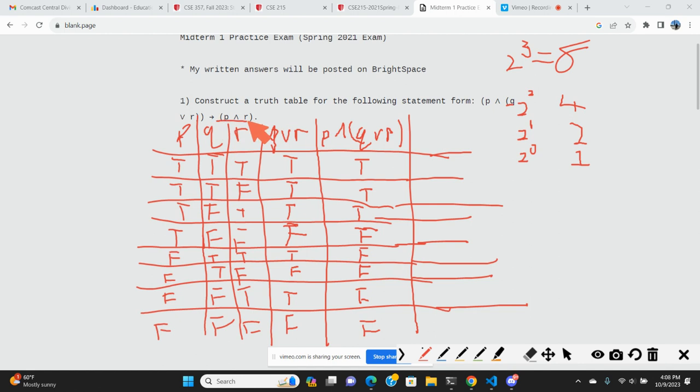Then we can move into the second part of the conditional, which is P and R. P and R is true only when both values are true. So only if both values here are true, then P and R is true. So we have true, false, true, false, false, false, false, and false.